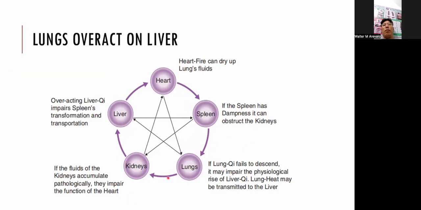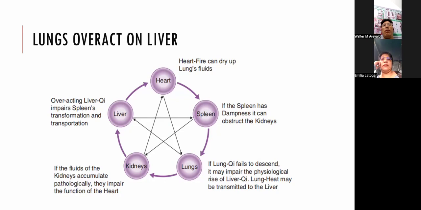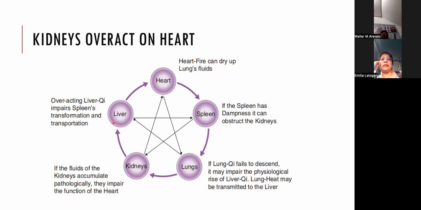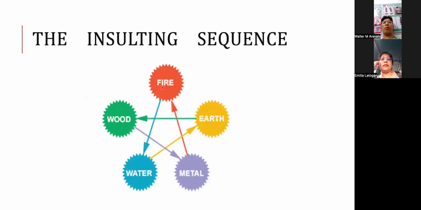The lungs overact on the liver. If lung qi fails to descend, it may impair the physiological rise of liver qi. Also, lung heat or phlegm heat may be transmitted to the liver. The kidneys overact on the heart. If the kidney fluids accumulate pathologically, they impair the function of the heart, a pattern called water overflowing to the heart.